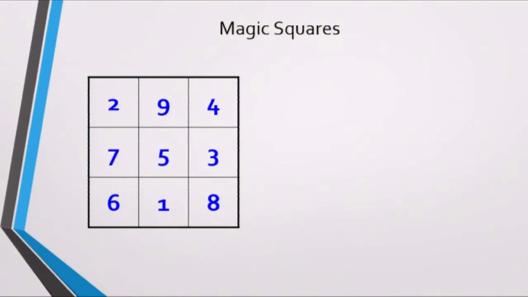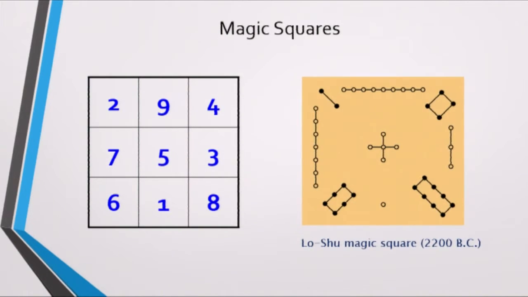Magic square. Here's a 3 by 3 magic square, and obviously if we add the numbers on the first row, second row, third row, first column, second column, third column, or diagonals, they're all the same, 15. And here is a diagram for the earliest known magic square.